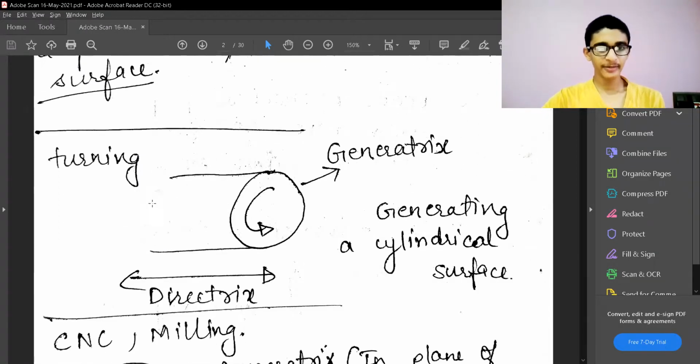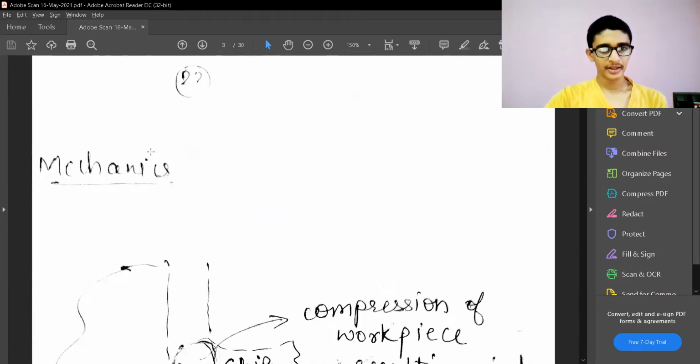Now, in a turning process, my generatrix is this motion, the motion of my cutting, of my job. The job is going to rotate, and that rotational motion is this. And my directrix, the motion of feed, is given in that direction. This will result in a cylindrical surface. That's why it is called the turning process.